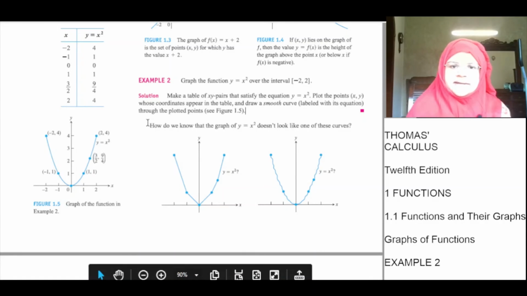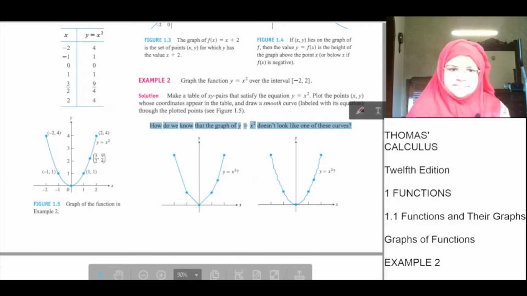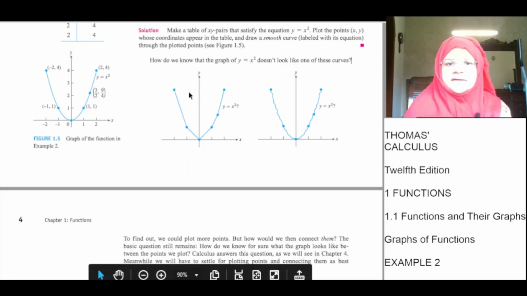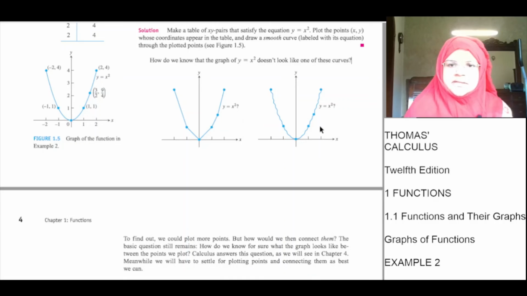How do we know that the graph of y = x² doesn't look like one of these curves? In this figure, the graph is connected by straight lines between the points, and in this case, the graph is plotted by wiggly lines between the points.